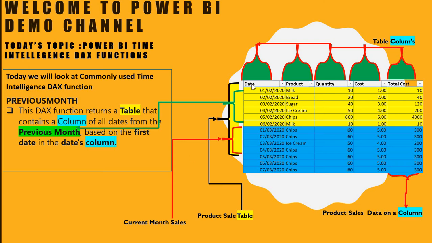For example, here we have a sales product table, and on this table we have 5 columns: dates, product, quantity, cost, and total cost. On the date column itself, we have 2 months, February and March. So what will happen once we apply our DAX function, PREVIOUSMONTH, is it's going to look at this date column. It says we've got 2 months, but it wants to give us the total cost for the previous month, which is February. So we should be expecting to see only the total cost of February, which is highlighted in yellow.